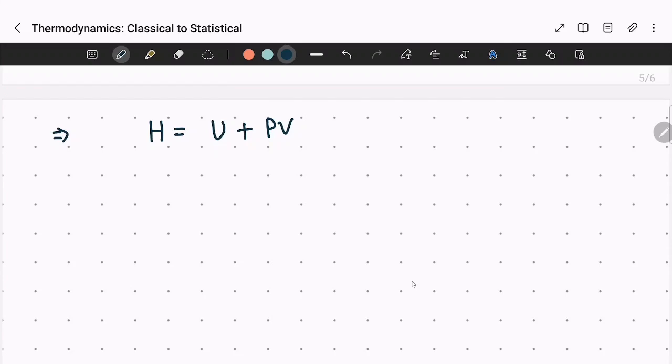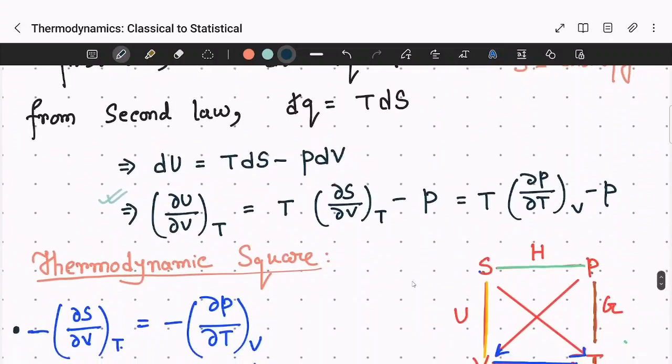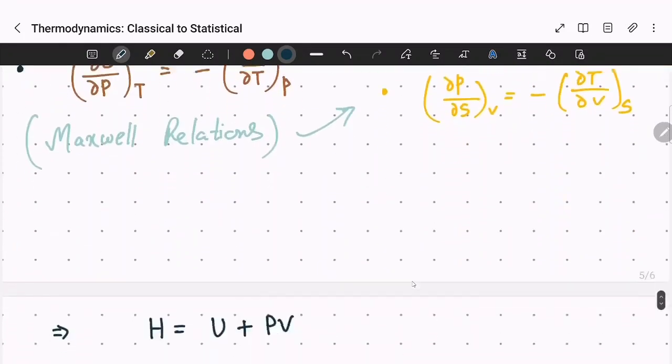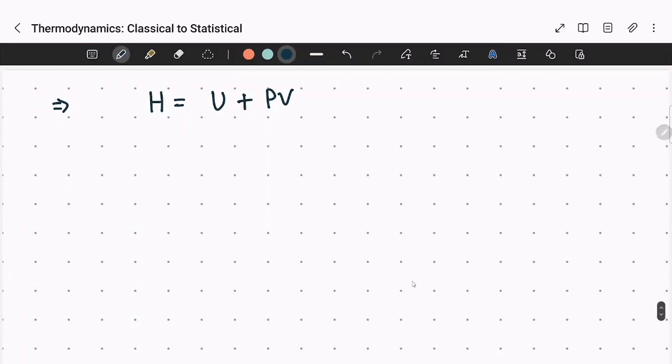Clear? U plus PV. Okay, one more thing. This is called the internal pressure. This is called pi T. This is del U by del V at constant T, called pi, the internal pressure. Now H equals U plus PV.